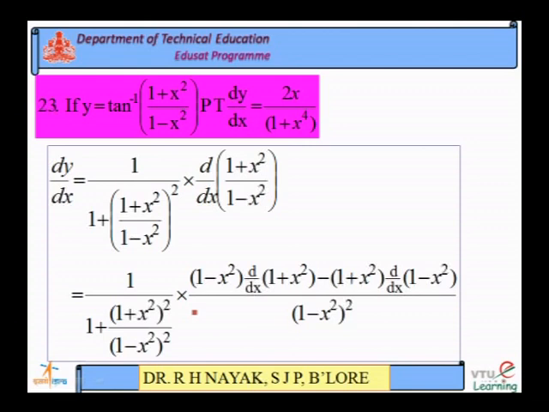There is another problem, y is equal to tan inverse of 1 plus x square by 1 minus x square. Prove that dy by dx is 2x divided by 1 plus x to the power of 4. Here we can go according to the general rule, or you can also go for the substitution method by taking x square is equal to tan theta, in that also we can prove.